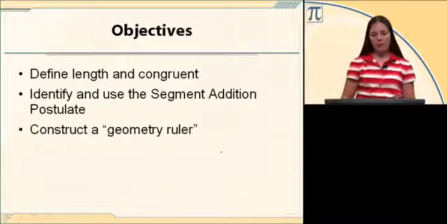The objectives for this lesson are to define length and congruent, identify and use the segment addition postulate, and construct a geometry ruler.